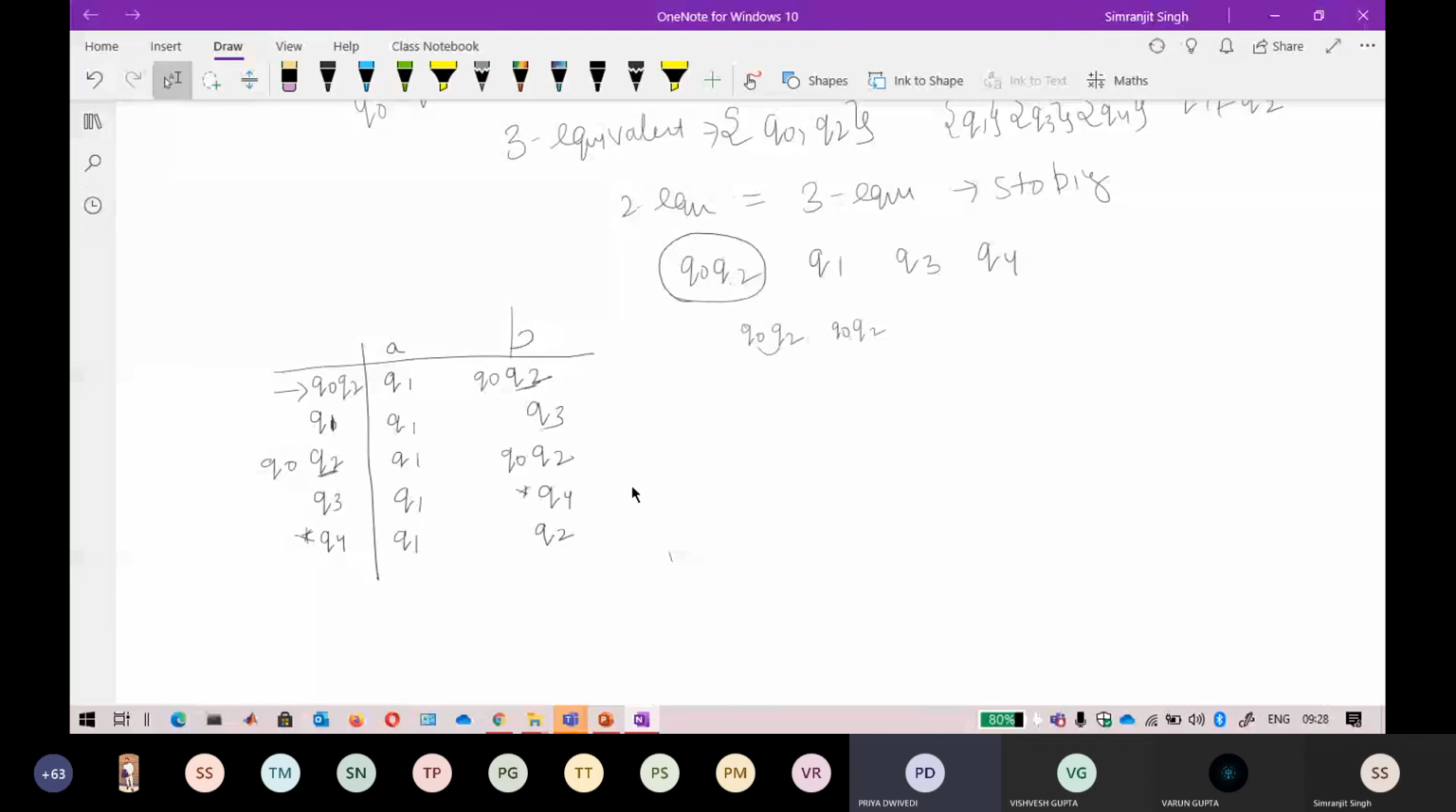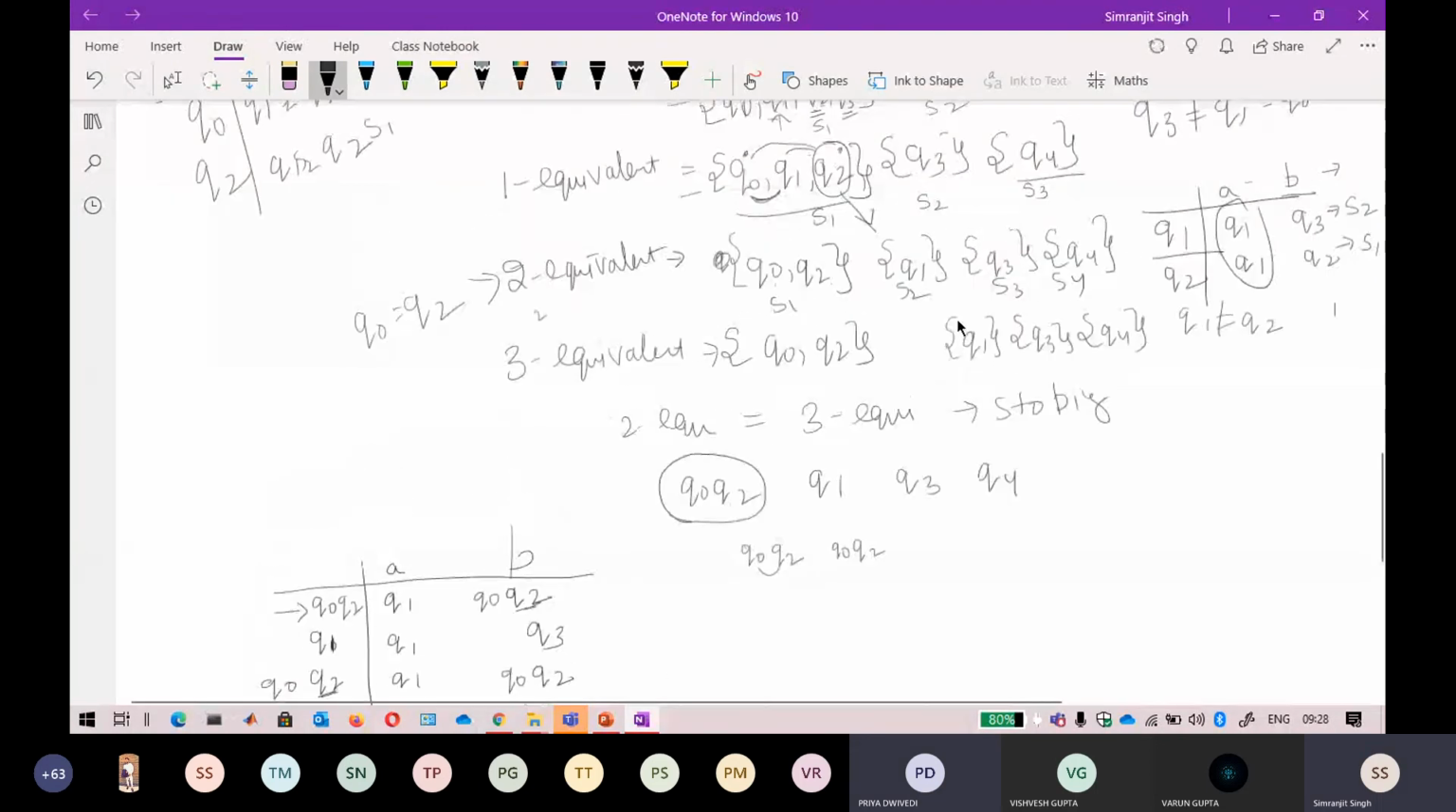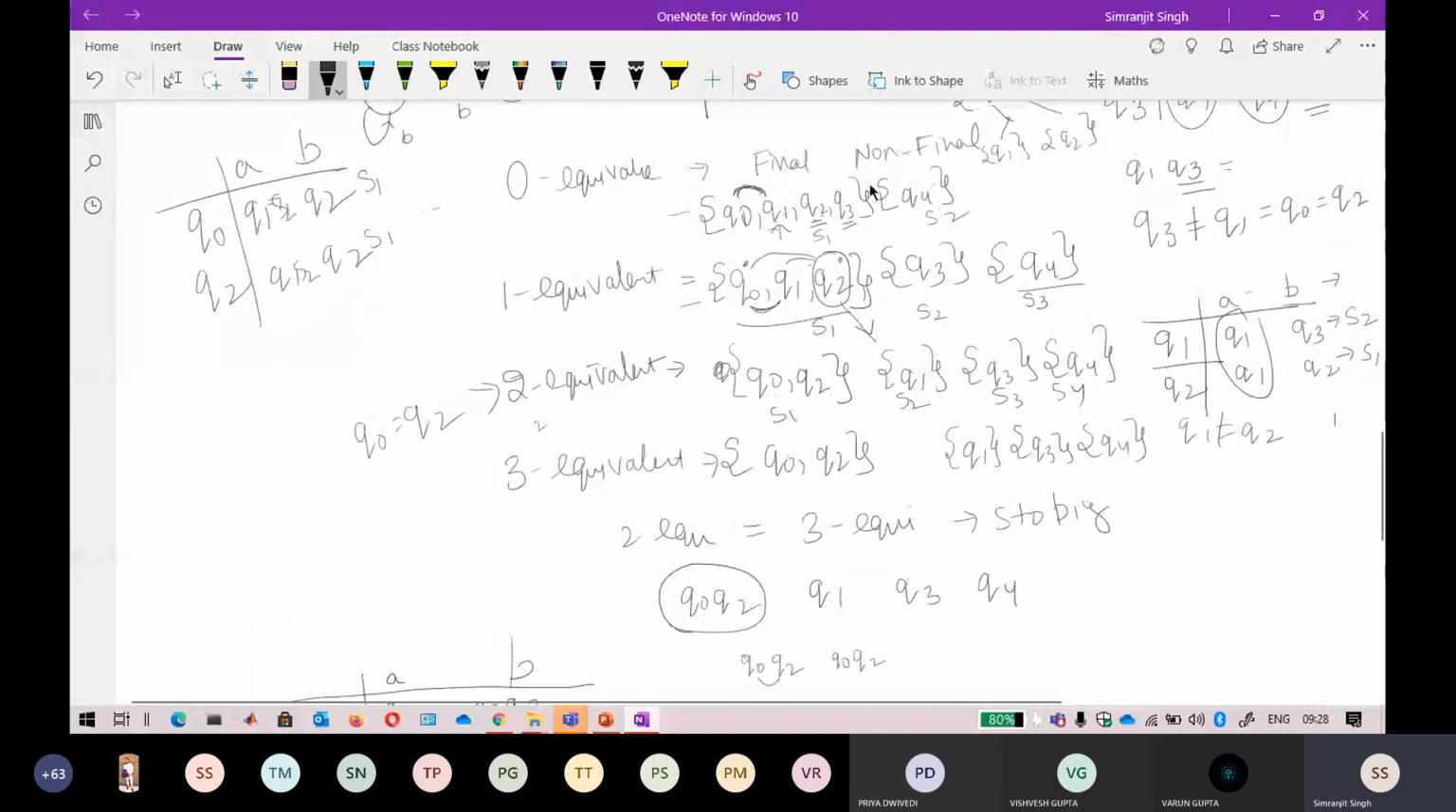So consider Q4 also. It is also equivalent to Q0. Q4 set. Q4 is equivalent to what? Q0 and Q2. Okay. So again, these two Q4 and Q are a different set, because in the first step we have to divide it into a final and a non-final state. Okay, so you only have to check the sets which contain like 2 or 3 elements.